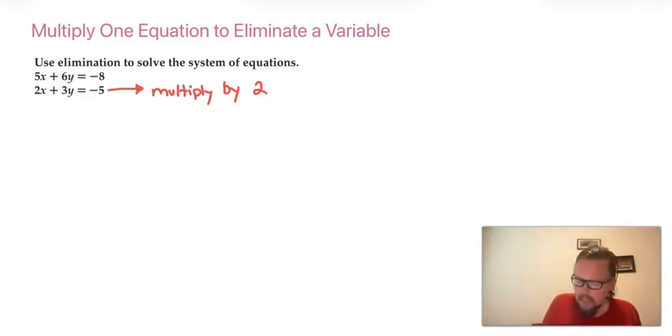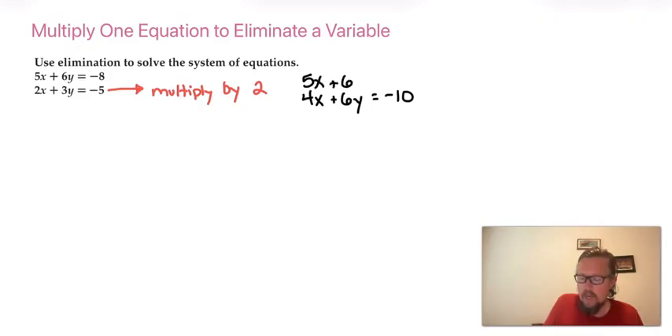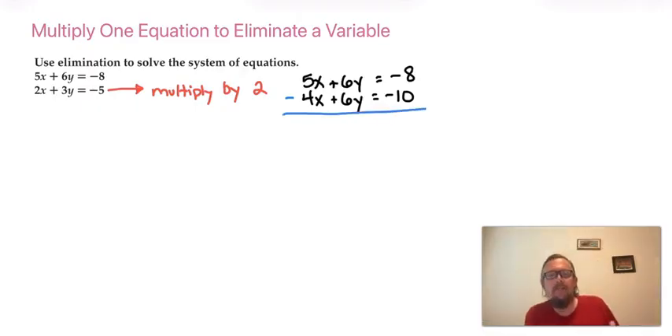Well, let's see. Instead of 2x, I would have 4x. Instead of 3y, I would have 6y. And instead of -5, I would have -10. And now I do have two coefficients that are the same, because that first equation was 5x plus 6y equals -8. Now the y's have the same coefficient, which means if I subtract these two equations, I can find the value of x. The y's will cancel and I'll be left with x.